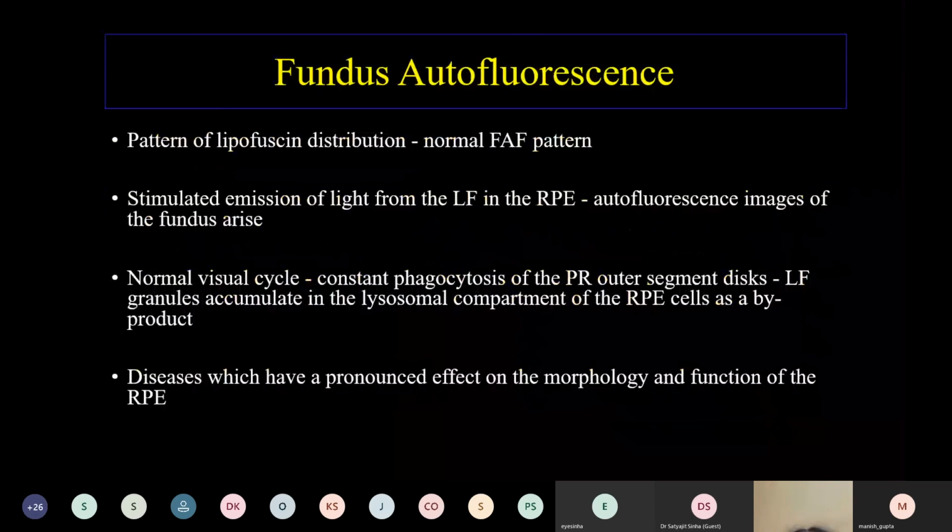So fundus autofluorescence, the pattern is decided by the pattern of lipofuscin distribution in the retina. It is the stimulated emission of light from the lipofuscin which is present in the RPE cells, from which the autofluorescence images of the fundus arise. In the normal visual cycle, there is a constant phagocytosis of the photoreceptor outer segment discs. The lipofuscin granules accumulate as a result of this in the lysosomal compartments of the RPE cells as a byproduct, and diseases which have a pronounced effect on the morphology and function of the RPE exhibit changes on fundus autofluorescence.